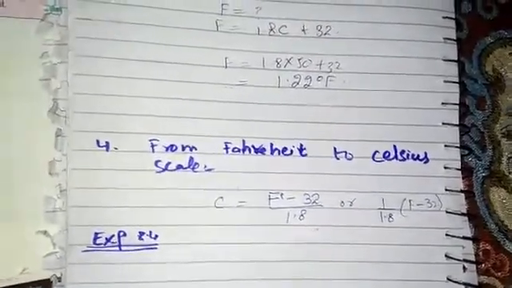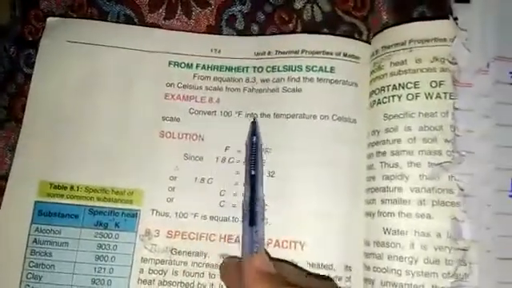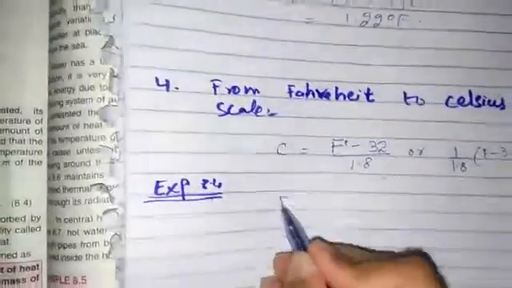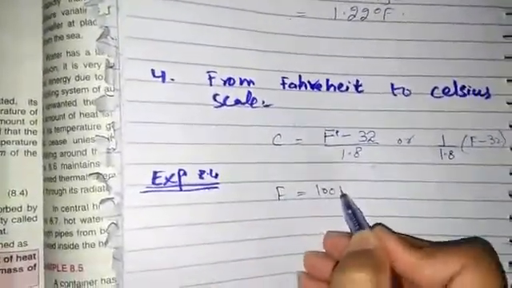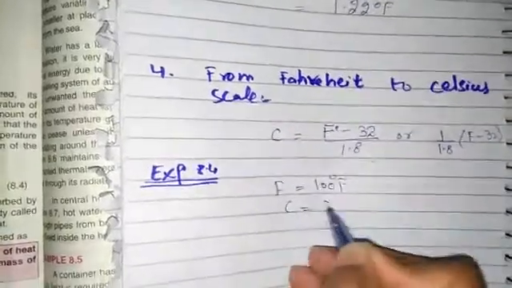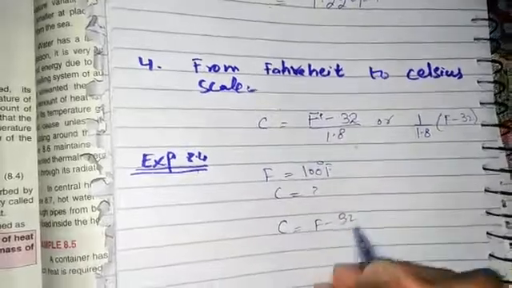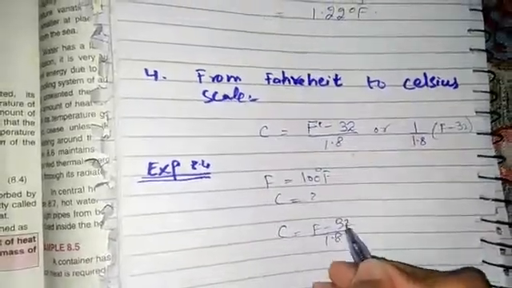Related example is 8.4. Statement of the example is, convert 100 Fahrenheit into the temperature on Celsius scale. So our given data is temperature in Fahrenheit, that is 100 Fahrenheit. We have to convert into Celsius scale. The formula of the conversion is F minus 32 over 1.8.